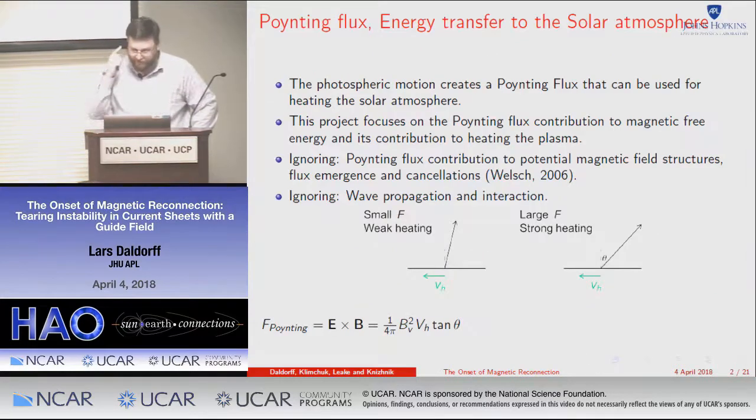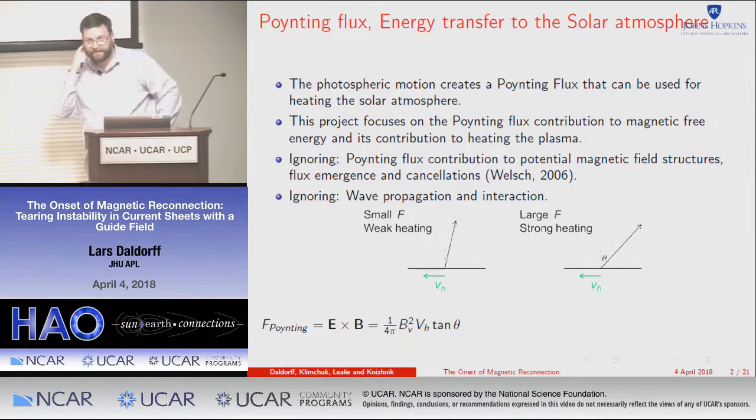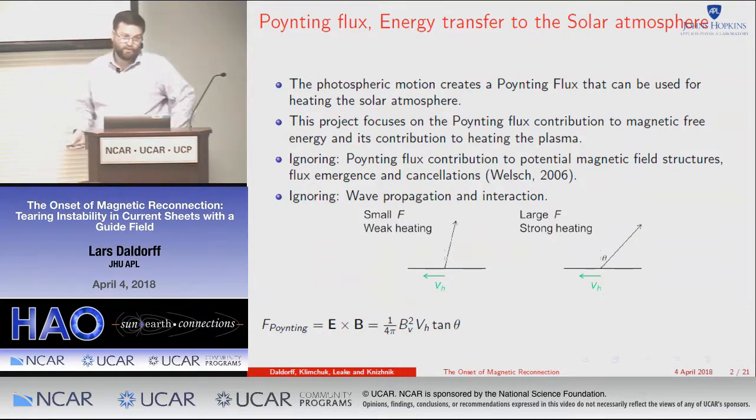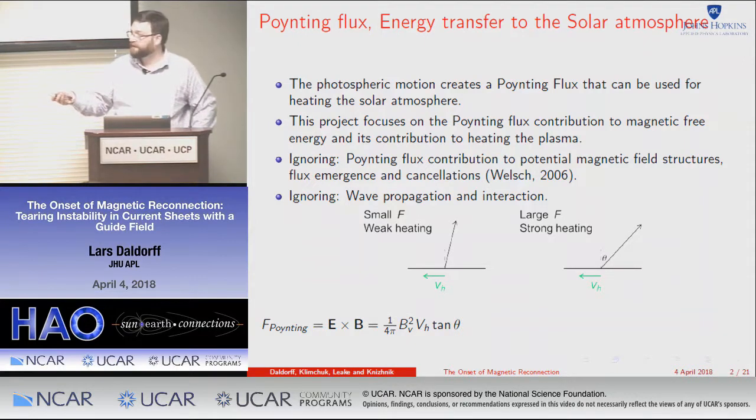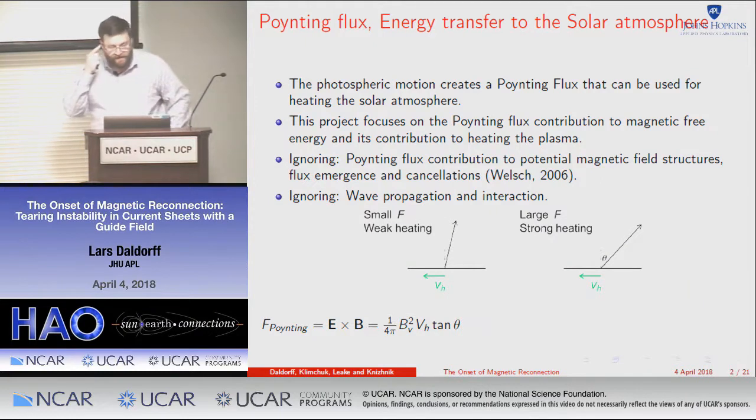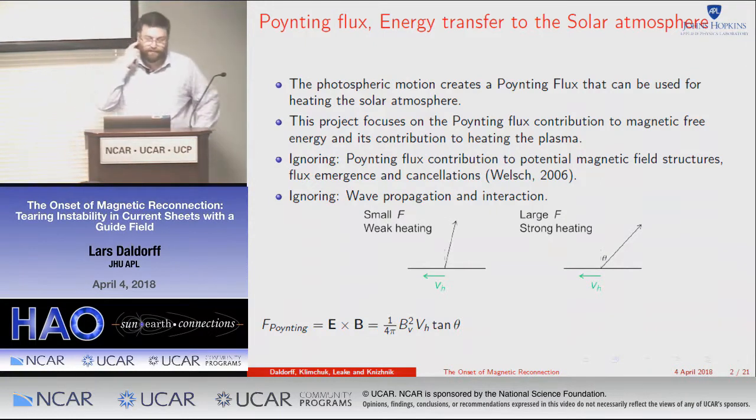So the background for this problem comes from looking at the Poynting flux at the solar surface. The photosphere will create a motion that will create a Poynting flux that you can describe in the fashion here, when you have a shear flow and magnetic field. It will start shearing up the field and create a Poynting flux, described down left. And this is basically putting energy into the solar atmosphere.